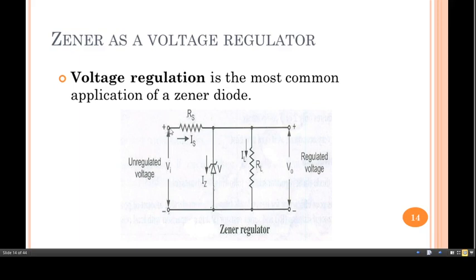Here the resistor RS is connected. This is the load resistance. Unregulated voltage is provided at the input terminal, and across the output terminal we will get the regulated voltage. That means even though there are changes in the input voltage or load, we will get a constant voltage across the output terminals.